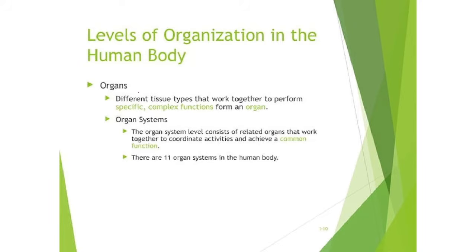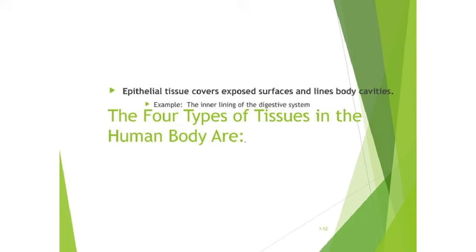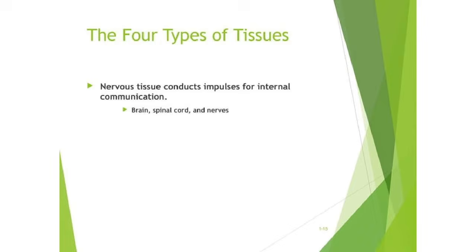Next, organs. Different tissue types that work together to perform specific complex functions form an organ. Organs come together and form an organ system. And all organ systems combine together and form the organism. This is all about levels of organization. Epithelial tissue covers, composed of the tissues we will study later.